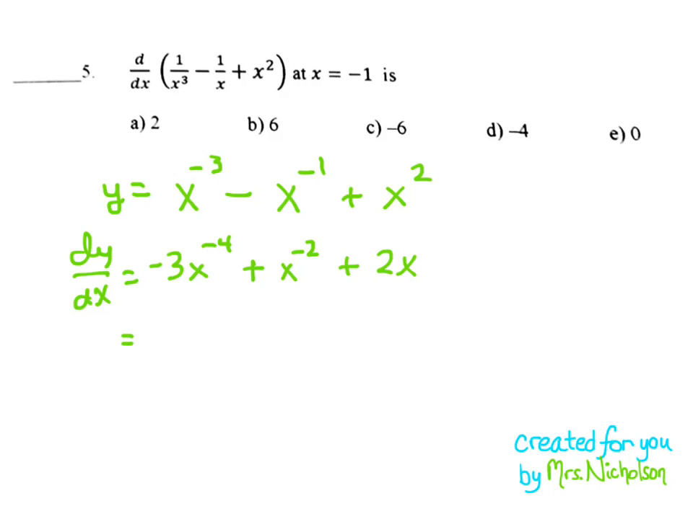So let's rewrite. I've got negative 3. And then the negative exponent means that my x needs to go in the denominator, x to the 4th.